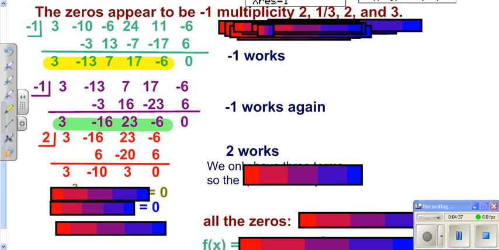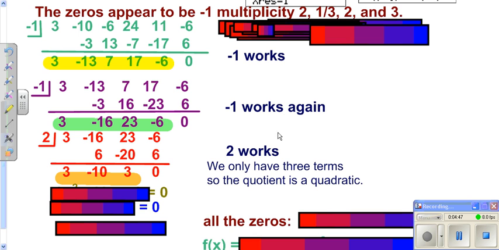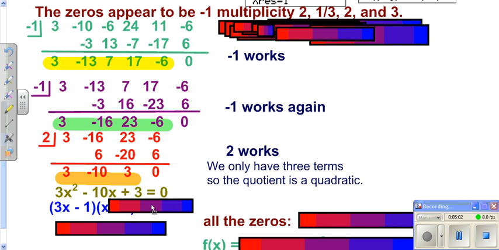Now, when you look at what you have left here, we only have 3 terms left. Since we only have 3 terms left, we know we're dealing with a quadratic. So we know it's going to be a 3, and then a -10x, and then a 3x squared. All we have to do is go ahead and solve that.